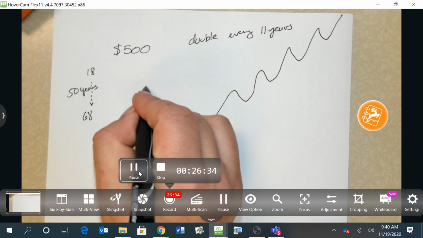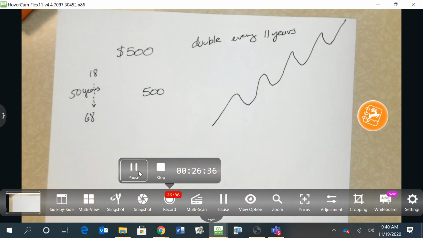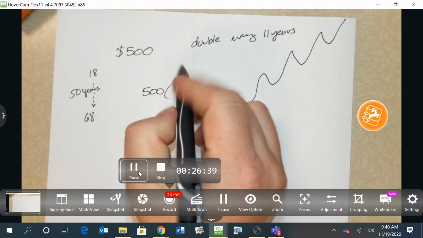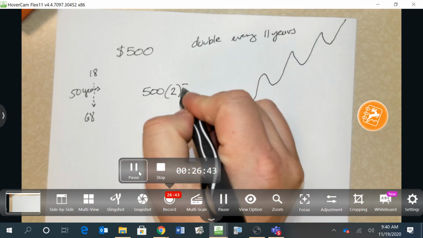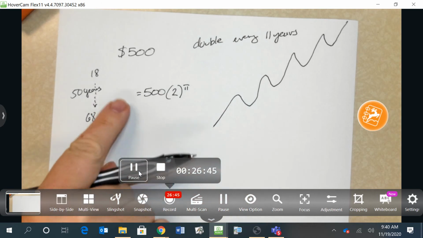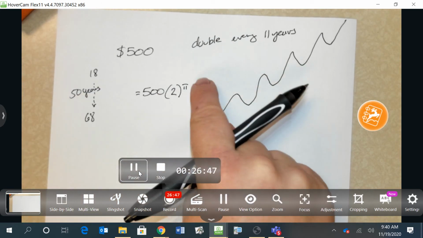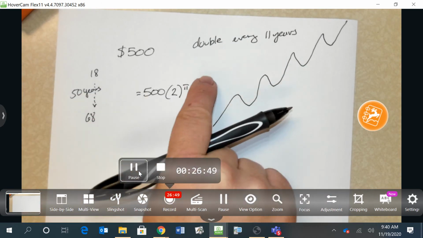So let's go here. We've got an initial amount of 500. The rate is doubling. Now, how often? What is the occurrence? It's doubling every 11 years. We want to know what is the total after 50 years.